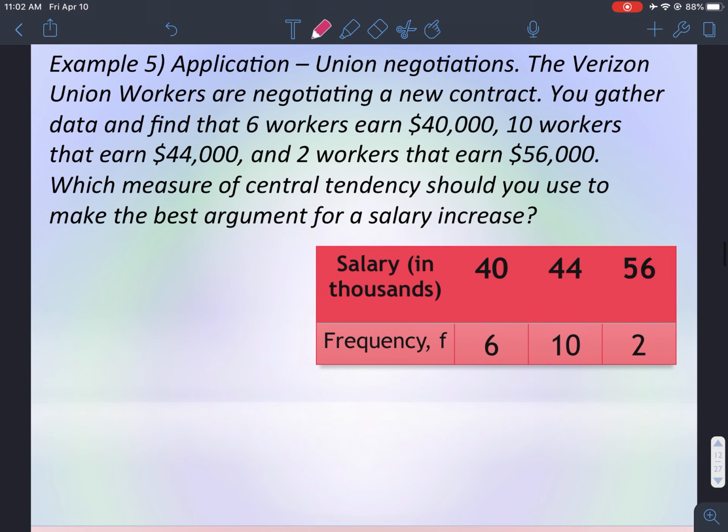Here's an application. Verizon union workers are negotiating a new contract. In order to help them, you gather data and find that 6 workers earn $40,000 a year, 10 workers earn $44,000, and 2 workers earn $56,000 a year. Which measure of central tendency should you use to make the best argument for a salary increase?